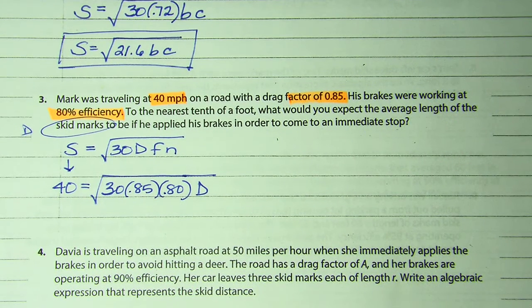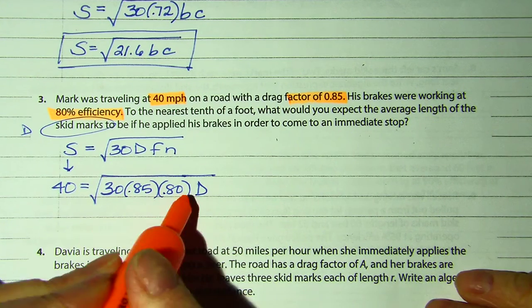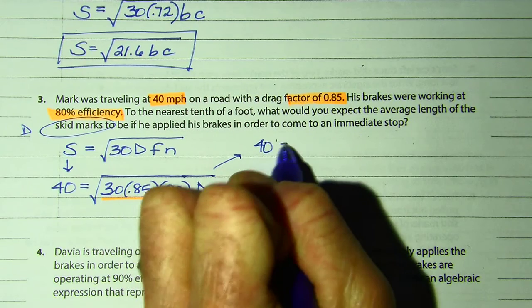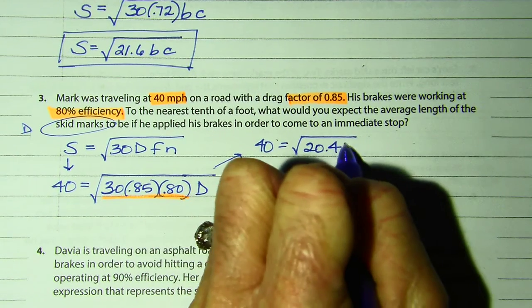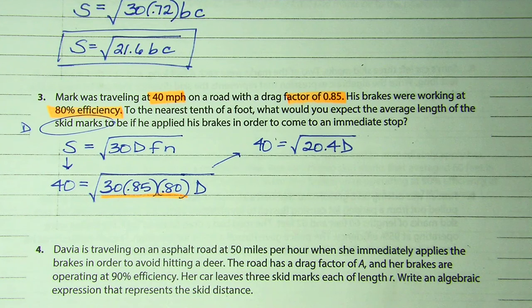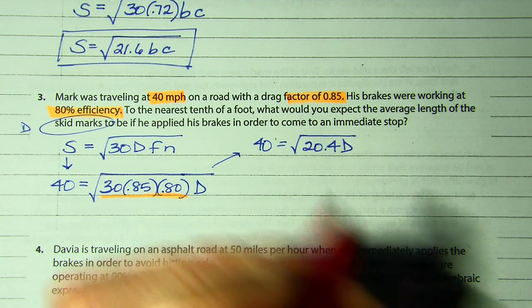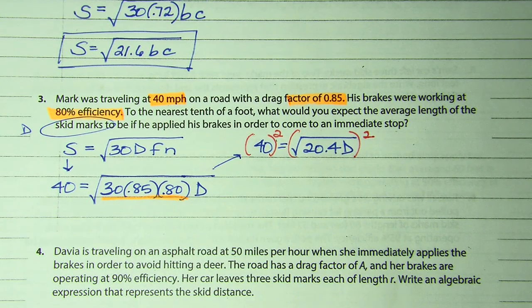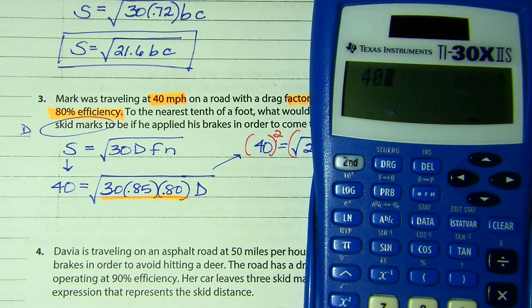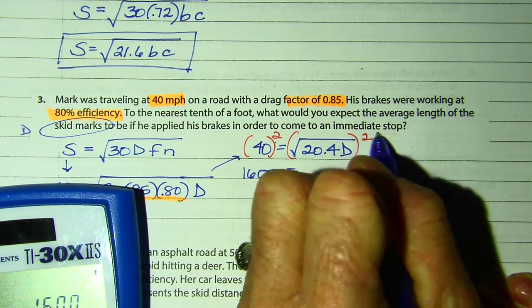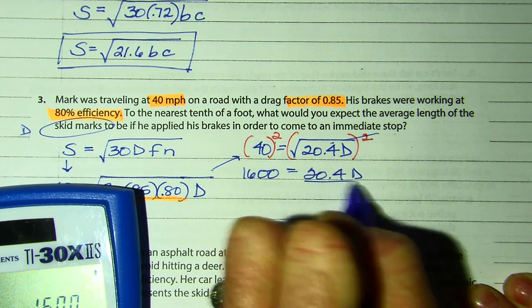So I'm going to go ahead and simplify what I have. So using my calculator, I'm going to enter all of this in my calculator. And I get 40 equals the square root of 20.4 D. So I entered this. I hit 30 times 0.85 times 0.80, or just times 0.8. That's where I'm getting the 20.4. Now, in order to solve this, the way to get rid of that square root symbol is to square both sides. And so that's exactly what I'm going to do. So on the left, I'm going to hit 40 squared. I get 1,600. On the right, these cancel, and I'm left with 20.4D.